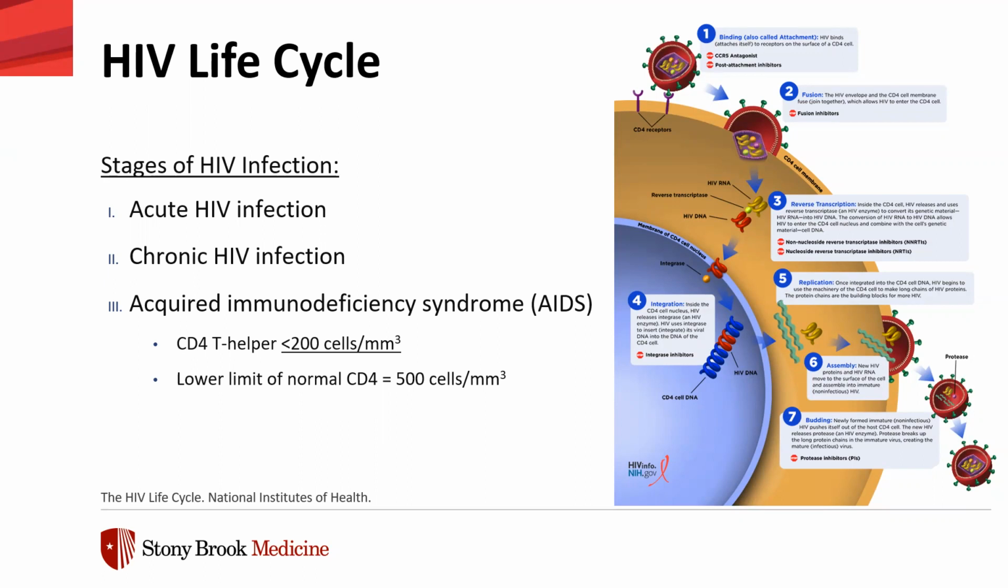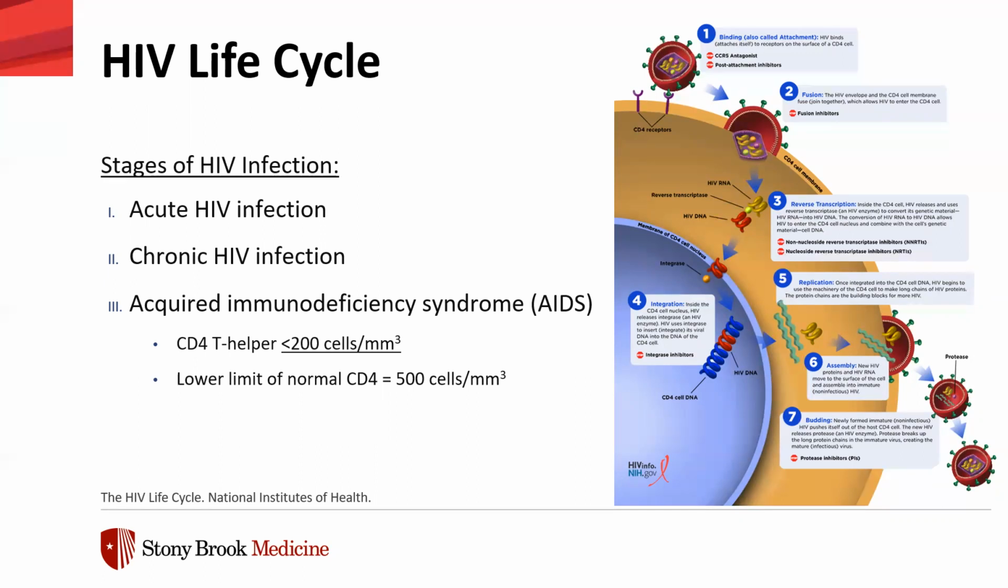The first stage is the acute HIV infection that typically lasts around 2 to 4 weeks. And about 50 to 70% of patients will experience symptoms, like flu-like symptoms, including fever, headache, as well as muscle weakness. At this point in the first stage, the virus is replicating rapidly, resulting in this phase being highly infectious.